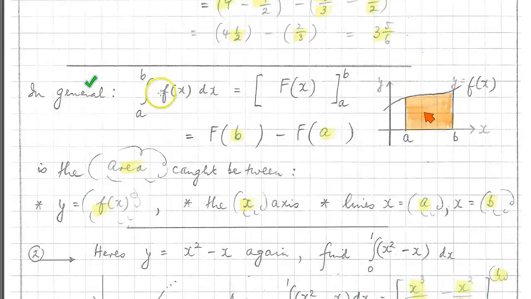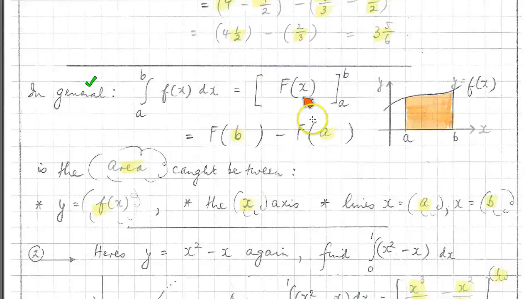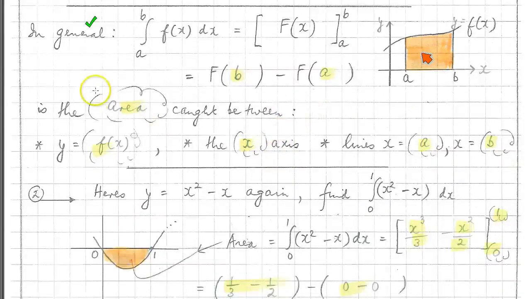So let's summarize. In general, the definite integral of f of x dx between limits a and b is a new formula, capital F of x, that's the integral of f(x), and I'm going to substitute b and a into it. I put a and b on those square brackets. Substitute the b in, you get F of b. Substitute the a in, you get F of a. And there's a pictorial, general picture of it on the right-hand side there. It represents that area. It's the area caught between the function, the curve y equals f of x, the x-axis, and the vertical lines x equals a and x equals b.